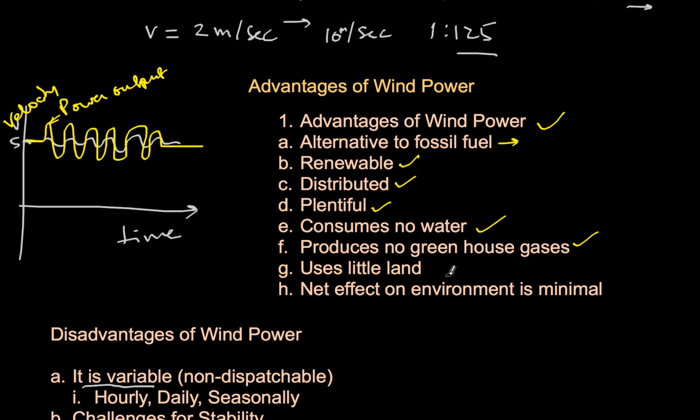Produces no greenhouse gases, uses little land. So compared to land usage, this is much less land usage, because this is just a land, and then you have only one large tower, and then you have this windmill here. So this is the windmill. Only where this base is there, that much land is being used. So on the remaining land, you can do agriculture, you can do any other work. Net effect on environment is minimal. So these are the advantages of the wind power.